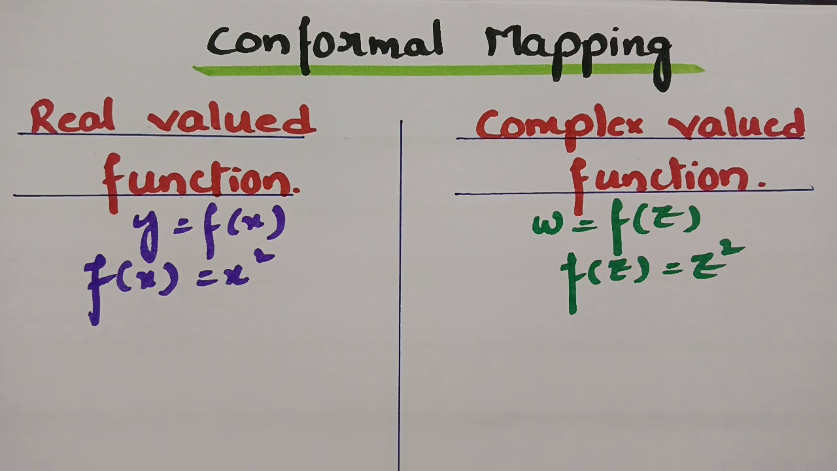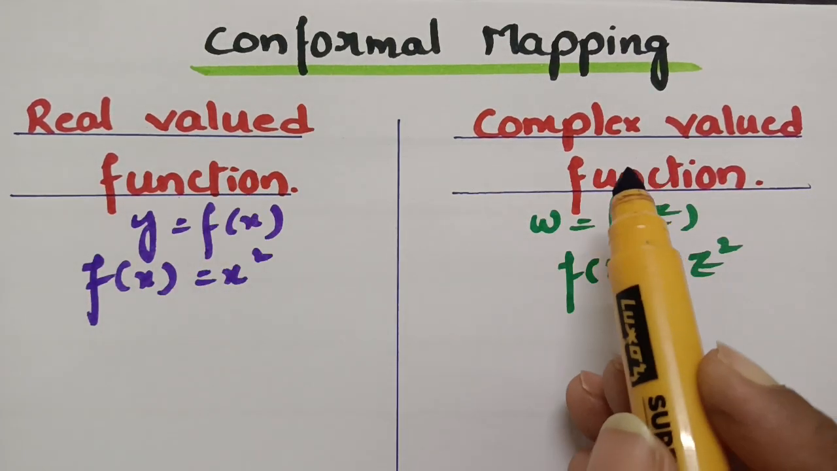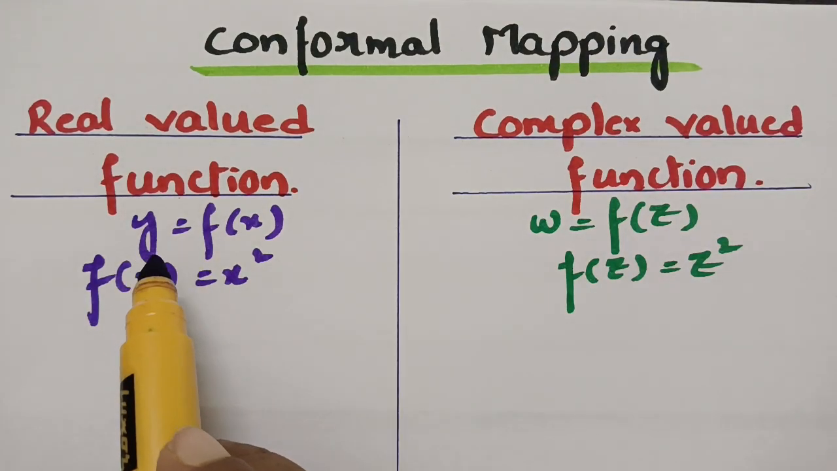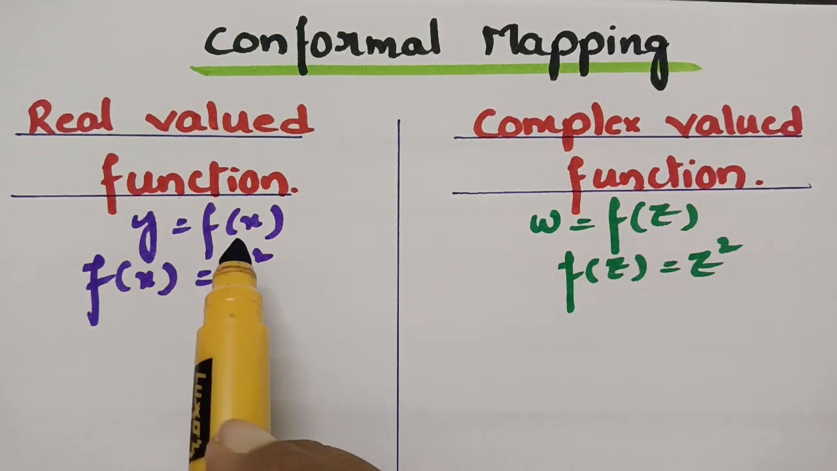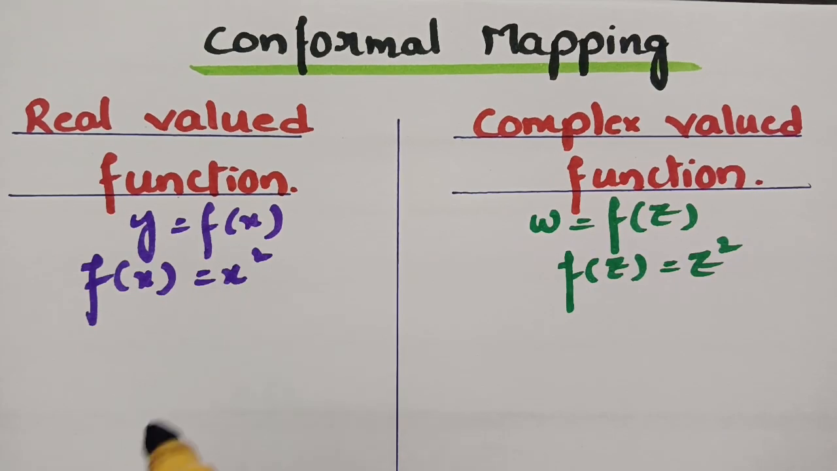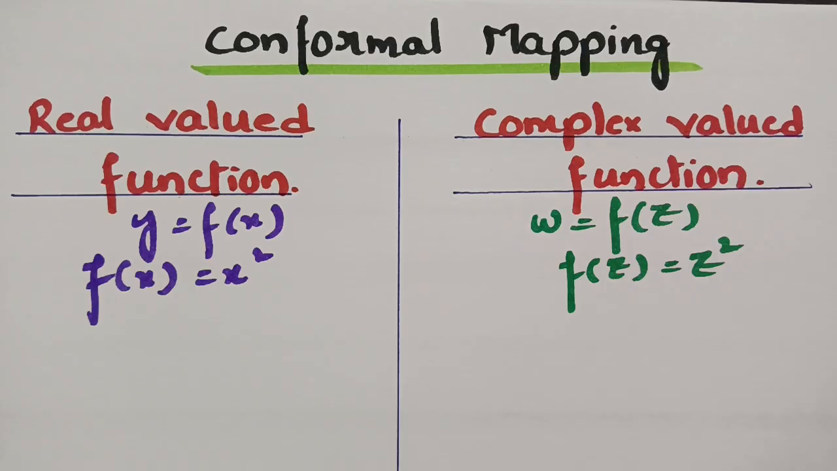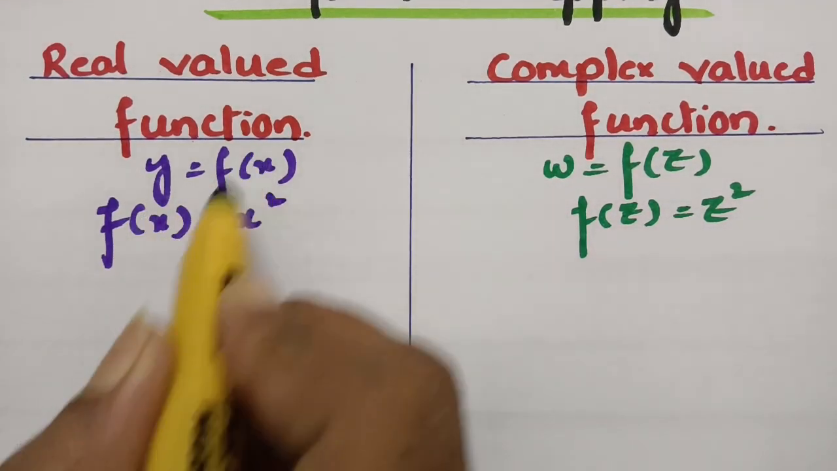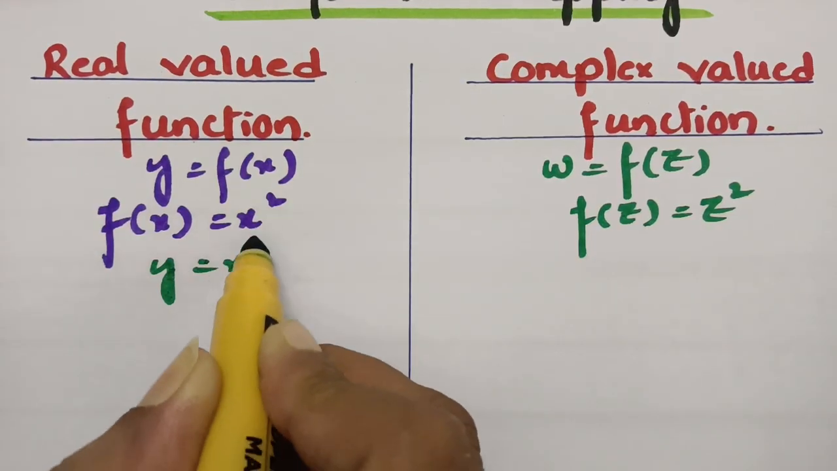Both are the same. See here, there are two types of functions. One is a real valued function and the next one is a complex valued function. In a real valued function, y is equal to f of x. Generally it will be in terms of x comma y. So if I take f of x is equal to x square, what will be the y value? So y is equal to x square.